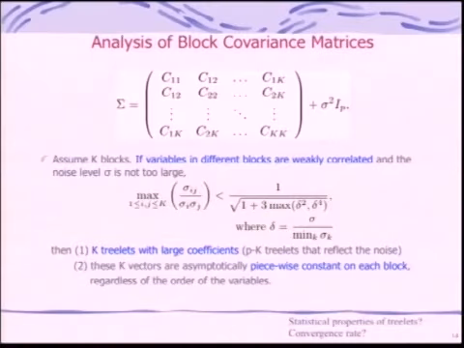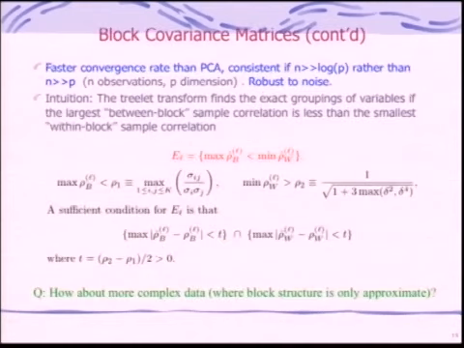Well, that's the neat part, because you can show that treelets has a faster convergence rate than PCA. As you know, PCA is consistent if the sample size is much larger than the dimension. But for treelets, if you have structure, it only needs to be larger than the log of the dimension. So that's a significant difference. The method is also more robust to noise.